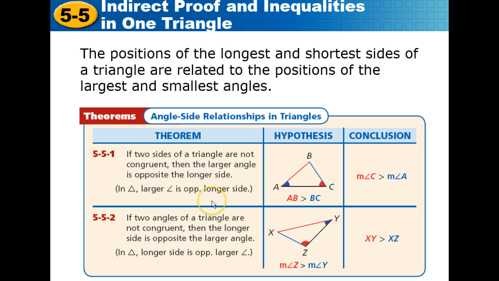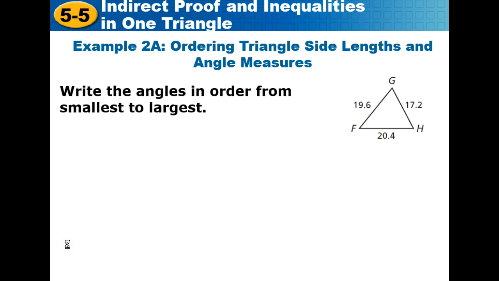And of course there's a converse for that. In a triangle, the longer side is opposite the larger angle. So the angle and the side have a relationship with each other, their positions. So you're just going to be asked to write them in order from smallest to greatest.